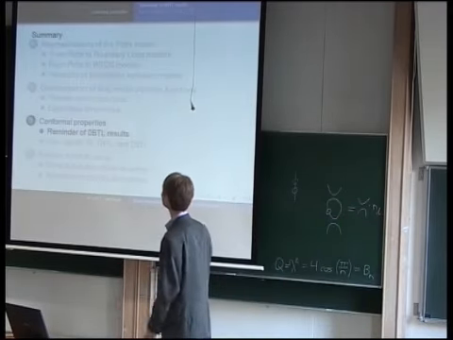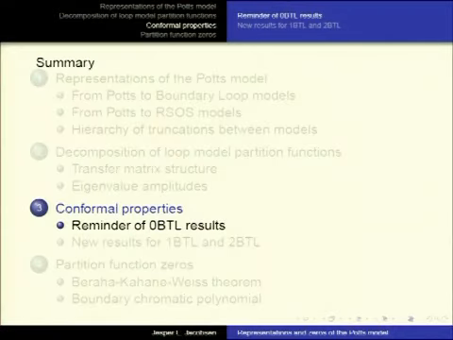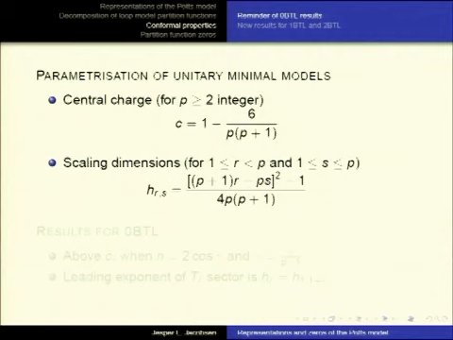Here's a very short section on conformal properties of these models, where I'm not going to enter at all the proofs. I'm just going to state the results. If you were here last week, you will have learned that unitary minimal models in conformal field theory are described by some critical exponent called the central charge, which can be parameterized in this way, and p is required to be an integer larger or equal to 2.